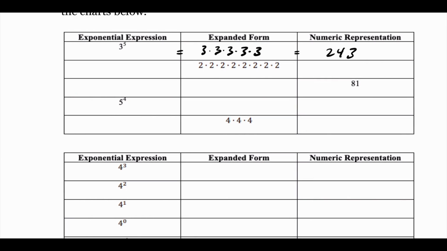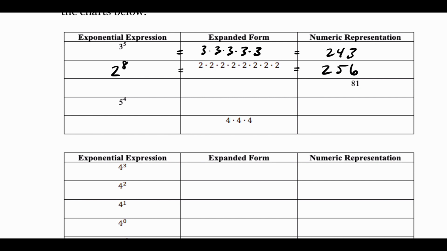Okay. The next one, there's 2, 4, 6, 8 2's. So we say 2 is the base, 8 is the exponent. So if we multiply all of those, we get 256.